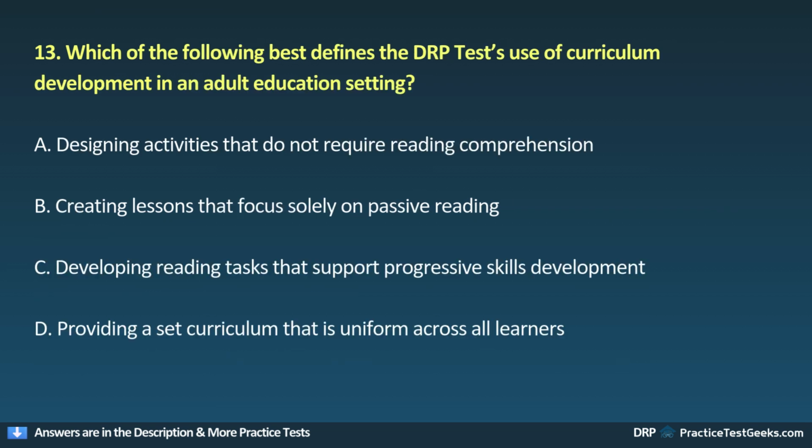13. Which of the following best defines the DRP test's use of curriculum development in an adult education setting? A. Designing activities that do not require reading comprehension. B. Creating lessons that focus solely on passive reading. C. Developing reading tasks that support progressive skills development. D. Providing a set curriculum that is uniform across all learners.